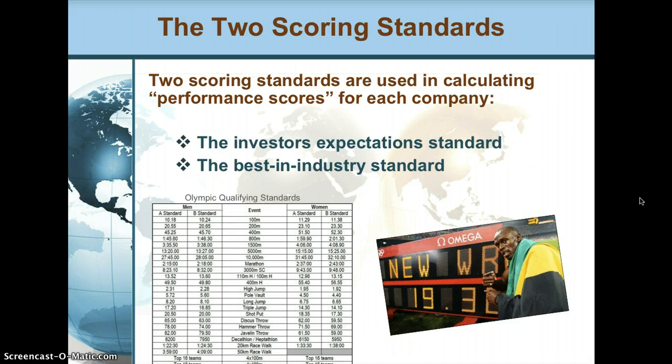There are 2 scoring standards actually used in calculating performance scores at the BSG for each company. The investors' expectations: did you meet or beat the annual performance targets for each of the 5 performance measures? And, in addition to that, the best-in-industry standard: how well does your company's performance stack up against the company with the best EPS, ROE, stock price, and image rating, and against the industry best A+ credit rating? The scoring standards are explained in your player's guide, and even more fully on the help screens for the footwear industry report.